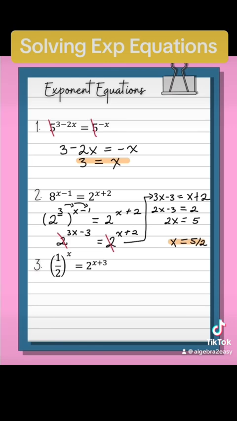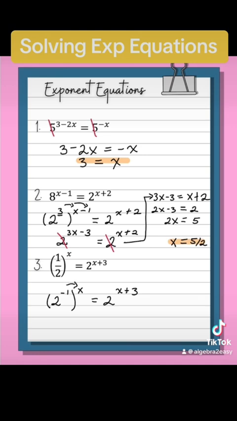Well, if you remember, when you have a negative exponent, you write the reciprocal of your base value. So for instance, if I have 1/2 to the x, I could rewrite that as 2 to the negative first power raised to the x. So 1/2 is the same as 2 to the negative first. And that's still equal to 2 to the x plus 3 power.